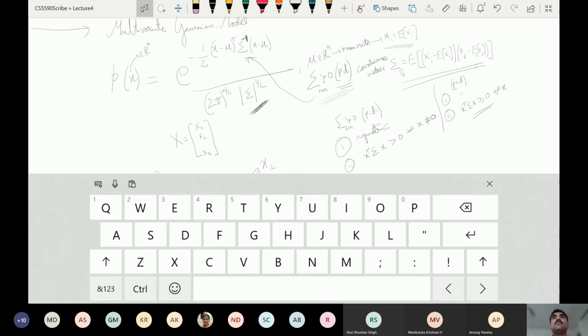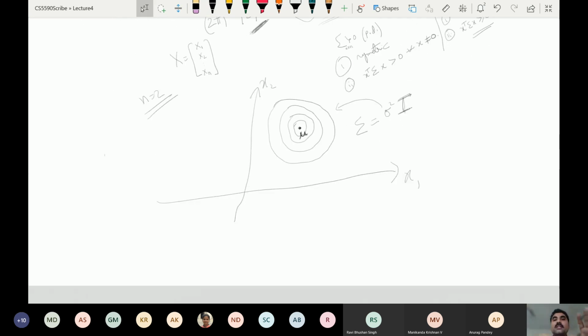Okay. So if you take a covariance matrix which has all threes on the diagonal and the rest all zero, then it will look like a usual bell with circular cross sections. Or if you take a case where the covariance matrix has all twos on the diagonal and the rest all zero, then also it will have circular cross sections.